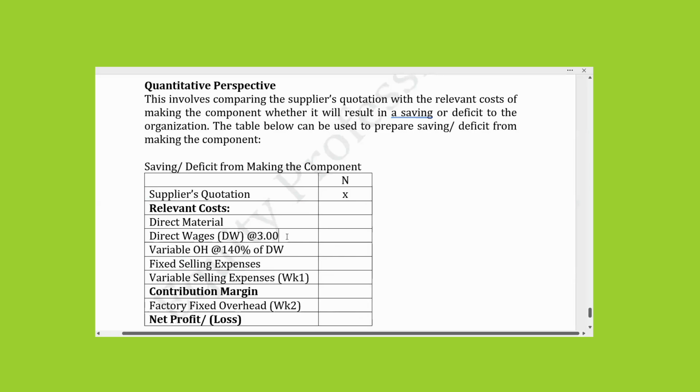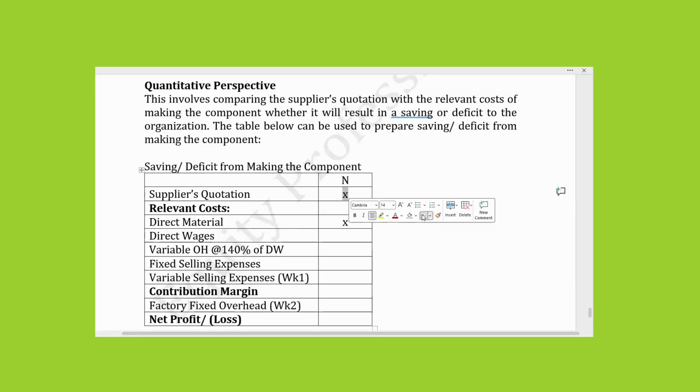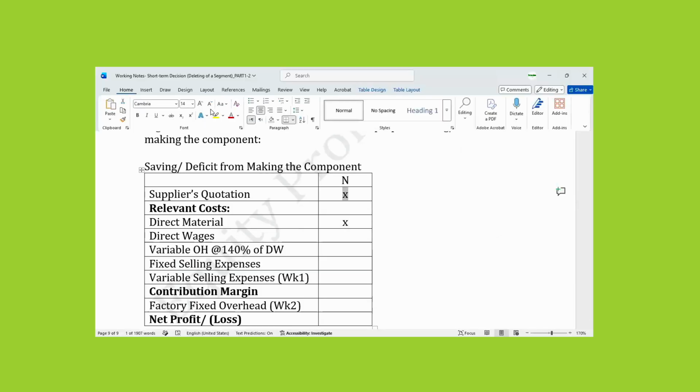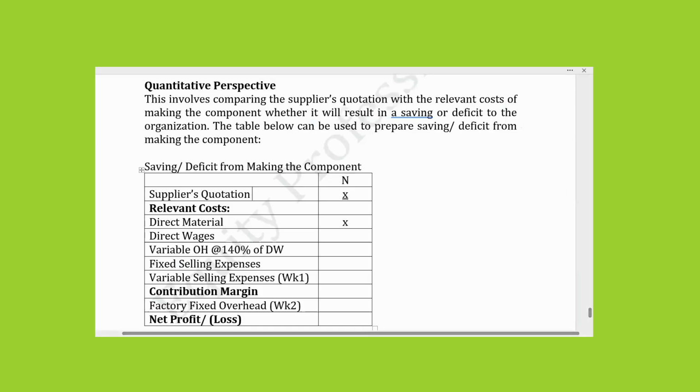For the relevant costs, you go to the question and pick. If you are given the raw material, you put it there. Okay. Let me make it two. So you close this one. Let me use this. Okay. So let's say this is A.